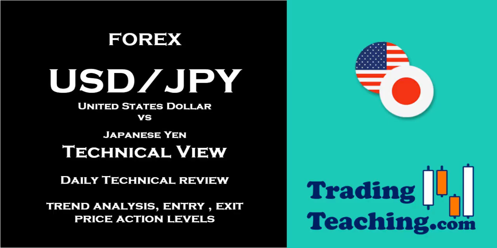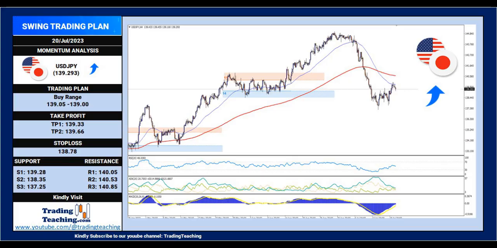US dollar versus Japanese yen technical view. The current USDJPY price is 139.293. The technical analysis forecast for the next 2 to 3 days suggests a favorable upward trend. The 139.05 to 139.00 price zone is a good area to buy, with an expected upside of 139.33 and 139.66. If market behavior changes, stops should be placed at 138.78 to control the risk.